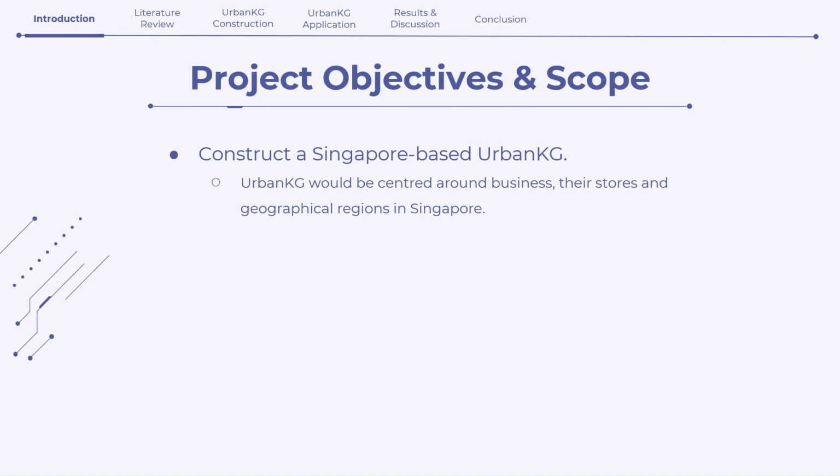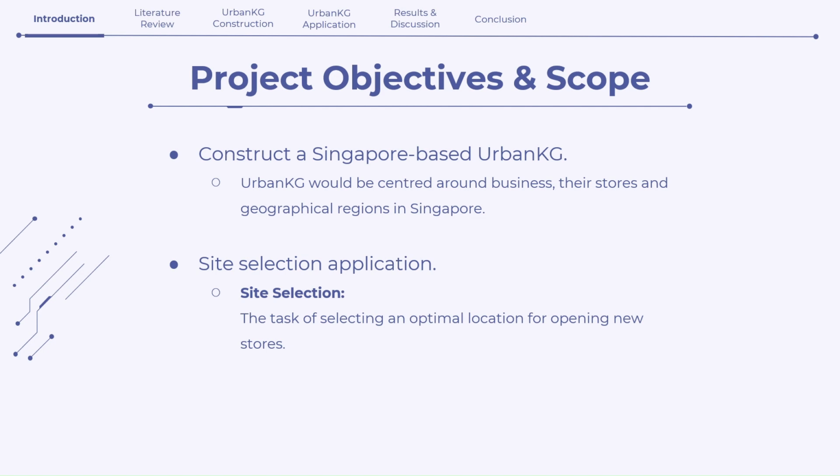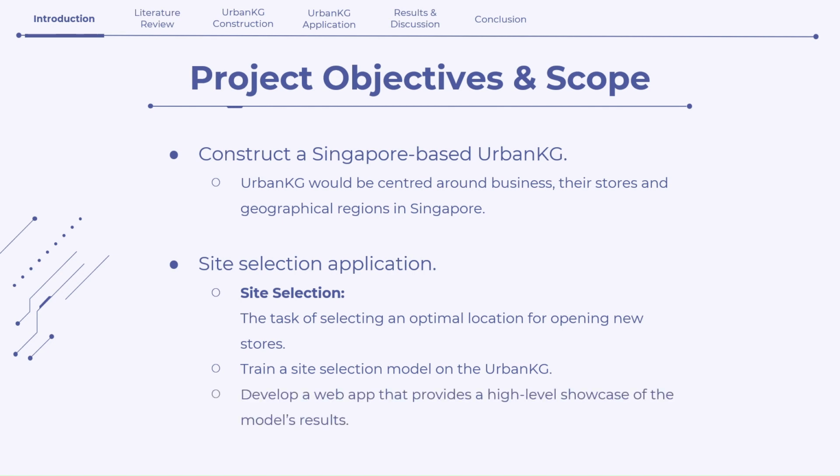The second part of my project is to implement an application of the urban KG. In this project, I chose site selection as the application. Site selection is the task of selecting an optimal location for opening new stores. As part of the implementation, a site selection model would be trained on the urban KG. A web app would also be developed to provide a high-level showcase of the model's results.